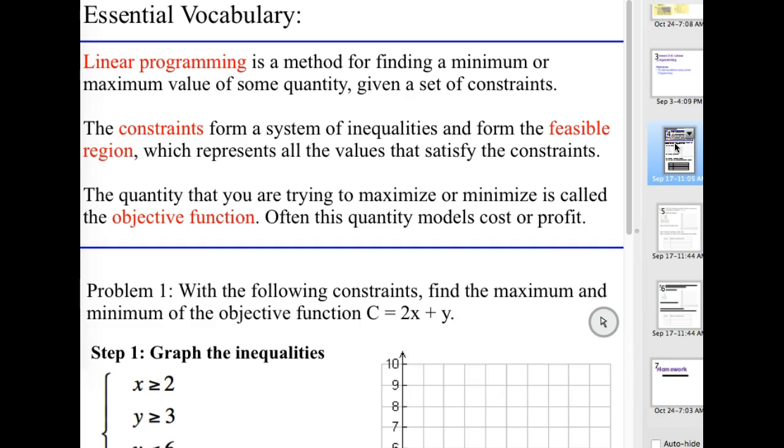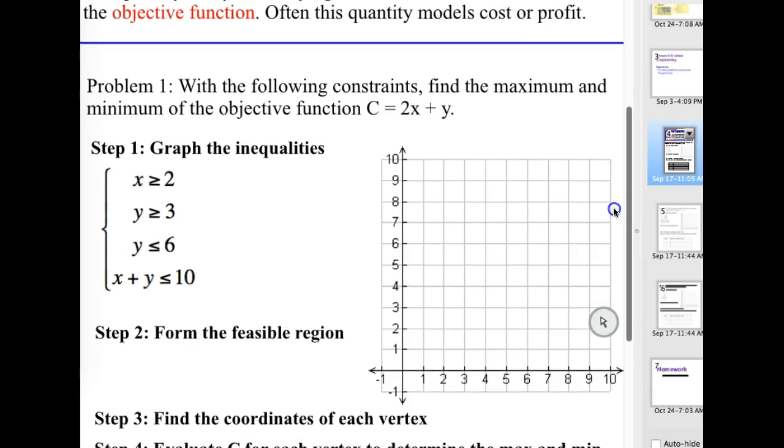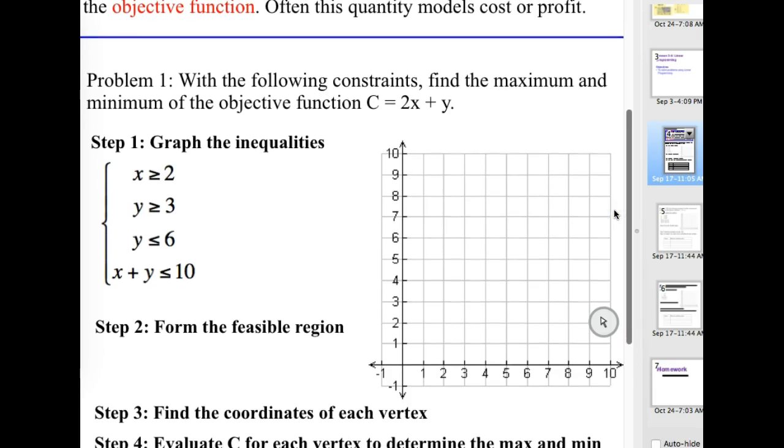Okay? So our first example, it says with the following constraints, find the maximum and minimum of the objective function C equals 2x plus y. So we don't really have a context in this first one. We're just working through the process. We're given the objective function, and we'll need this when we get to the end here. But first step is to graph all of the constraints.